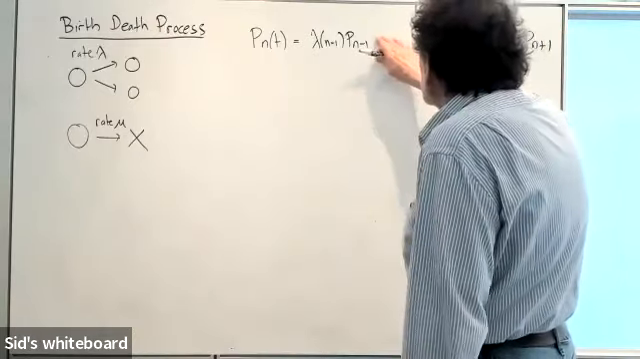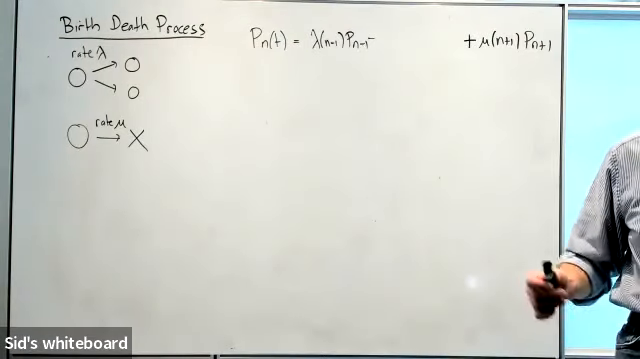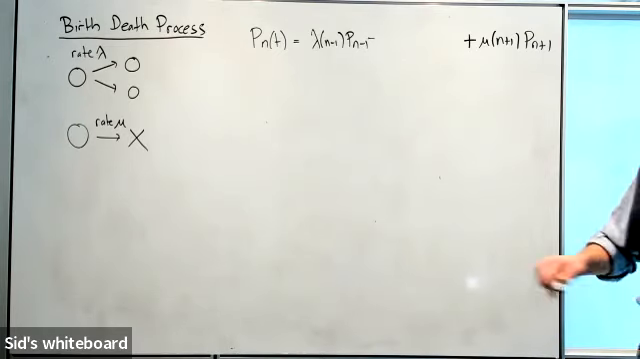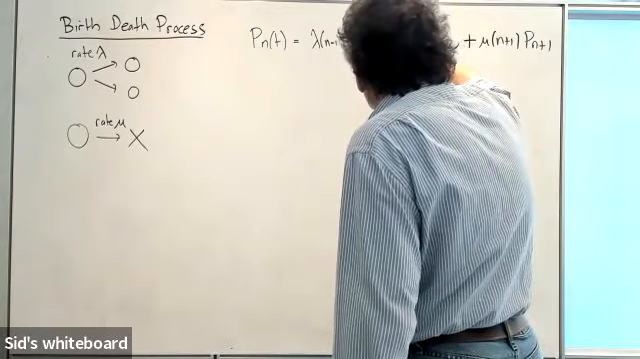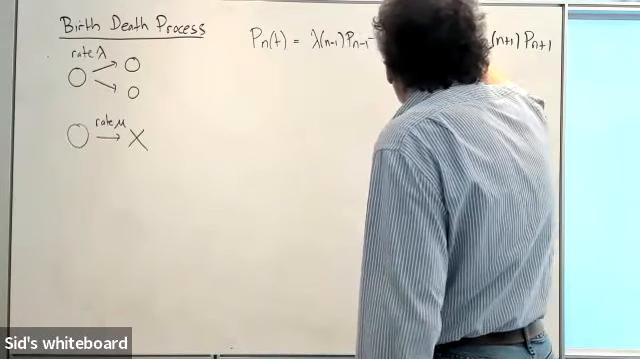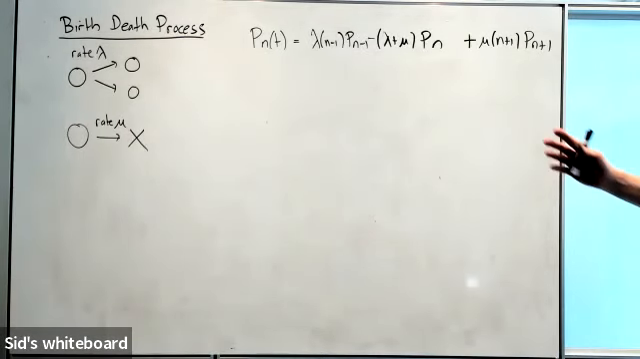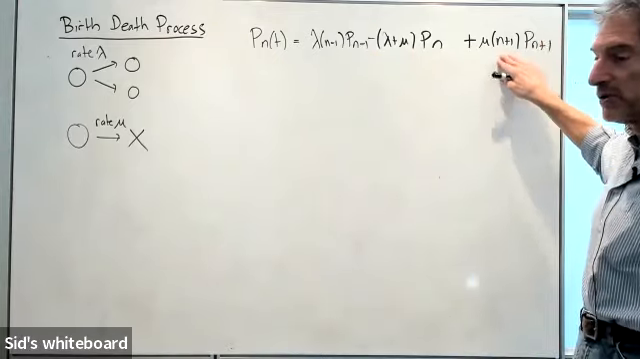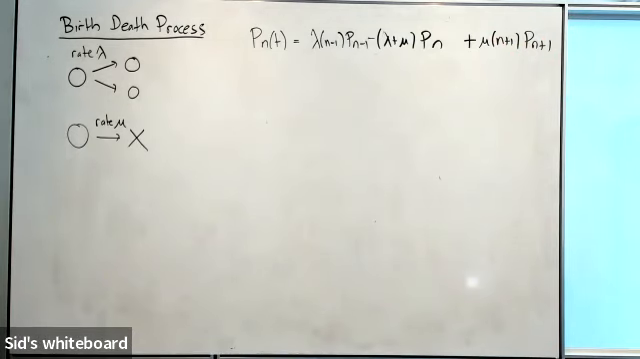And finally, there is a loss term because if I have n particles in the system, any one of them can give birth or any one of them can die. And so the total rate of leaving, the probability that there are n particles in the system, is equal to lambda plus mu times n times Pn. So that's my master equation. You see, it looks very similar to the case of pure birth. In pure birth, there was just this term and this term, but now there is an additional gain term because of the death process occurring. And we want to understand its evolution.